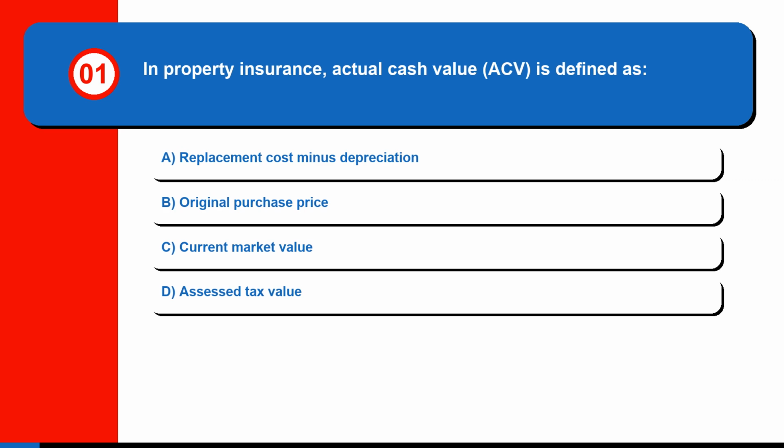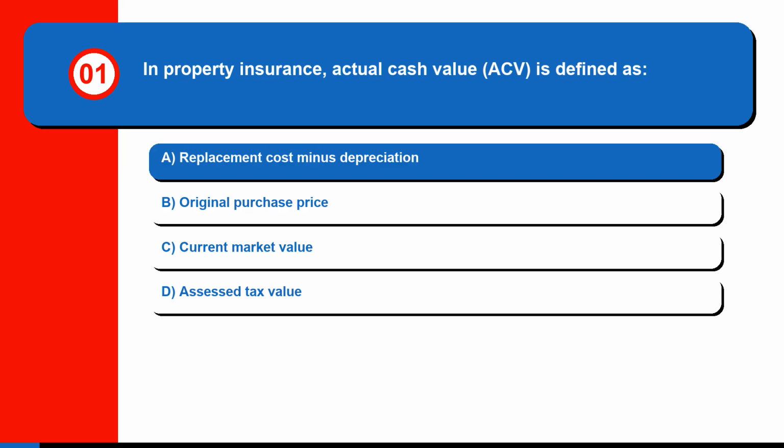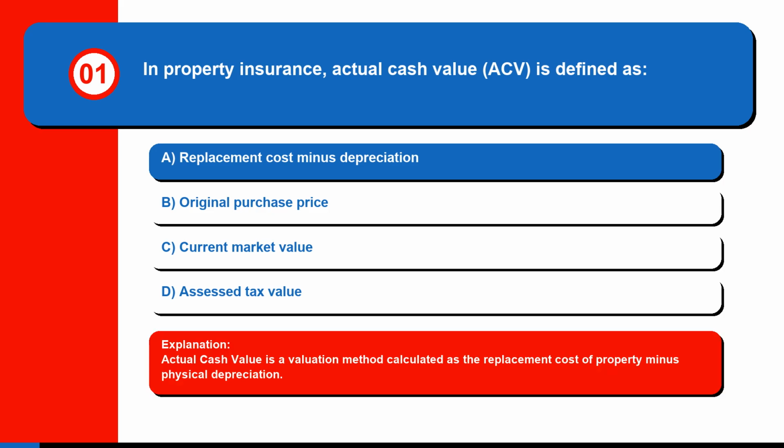Question 1. In property insurance, actual cash value, ACV, is defined as A. Replacement cost minus depreciation, B. Original purchase price, C. Current market value, or D. Assessed tax value. The correct answer is A. Replacement cost minus depreciation. Actual cash value is a valuation method calculated as the replacement cost of property minus physical depreciation.